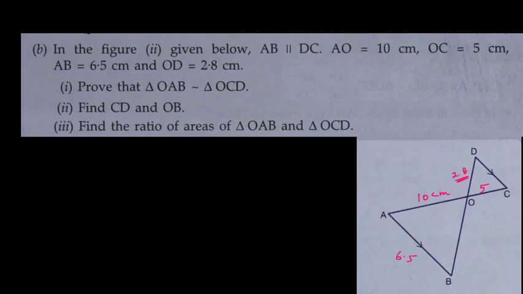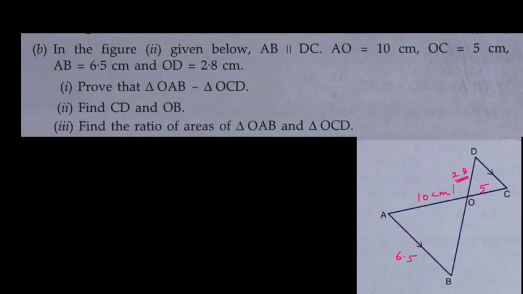Now here in this you have to prove that triangle OAB is similar to triangle OCD. You have to prove that these two triangles are similar, and then you have to find CD and OB. You have to find this CD and OB, length of CD and OB. And third, you have to find the ratio of area of triangle OAB and OCD. Okay, ratio you have to find out. Fine. Okay, so no problem.